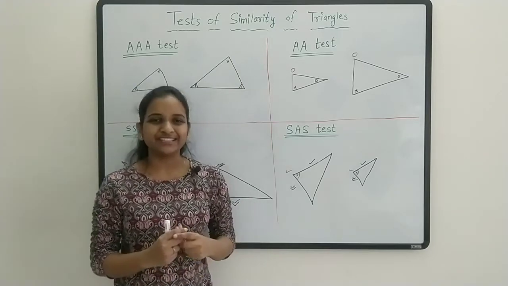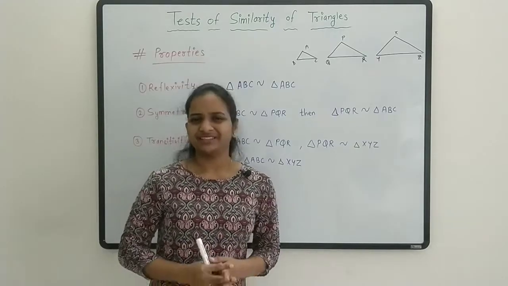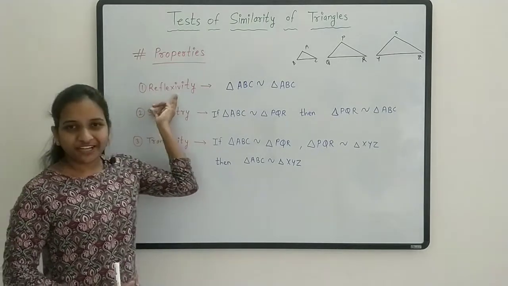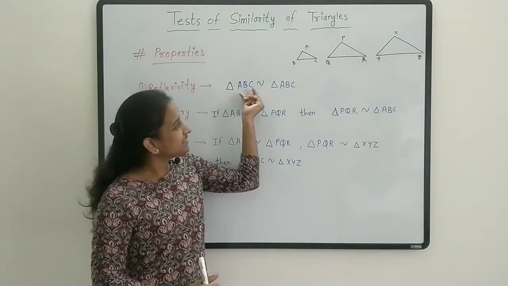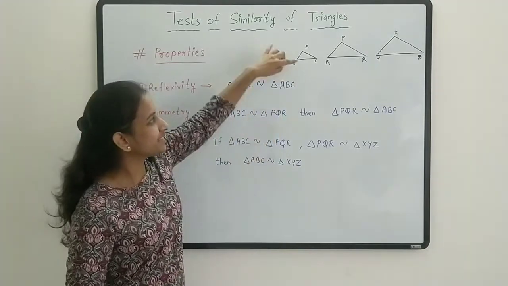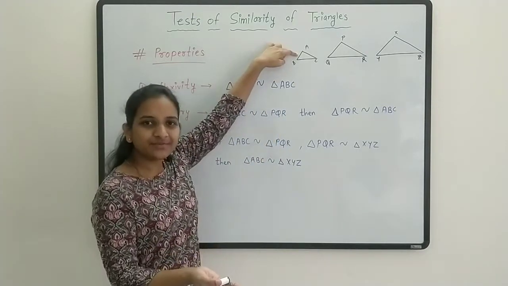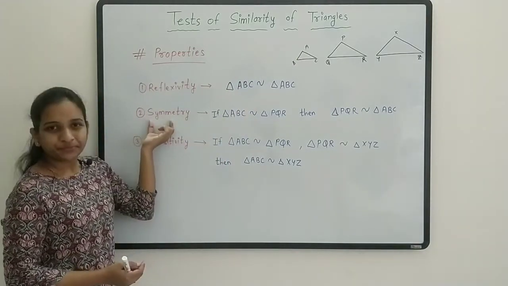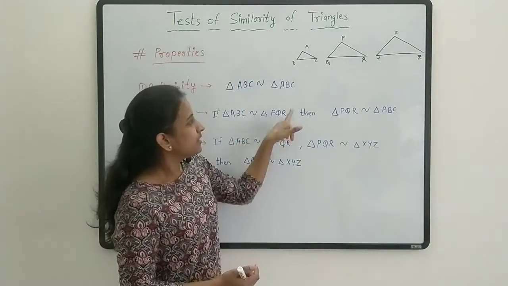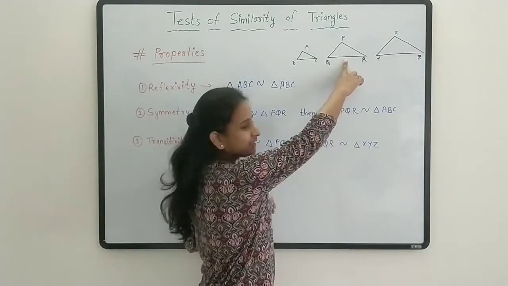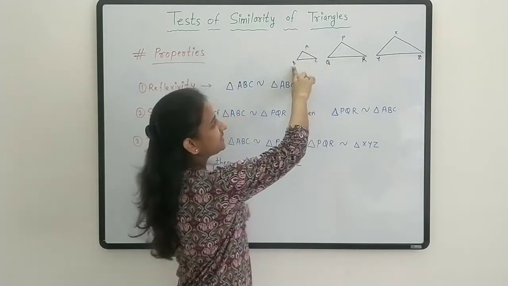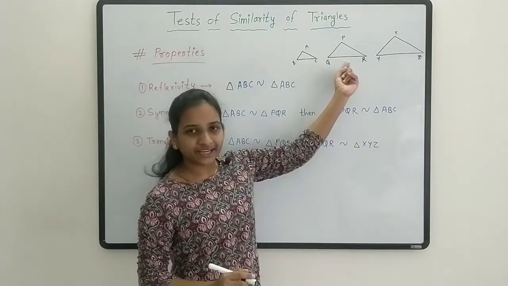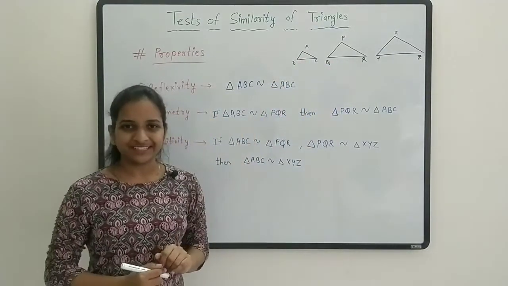Got it? Now let's see some properties. These are very simple properties. There are three properties. Reflexivity means triangle ABC is similar to itself. Triangle ABC means this triangle is similar to itself, right? Simple. Now next, symmetry. If triangle ABC is similar to triangle PQR, then we can say triangle PQR is similar to triangle ABC. Got it?